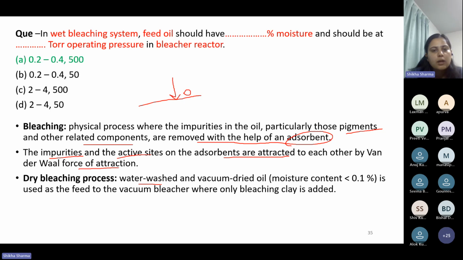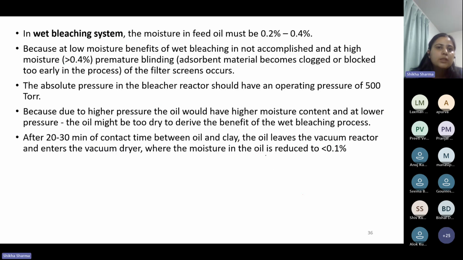In dry bleaching, water-washed and vacuum-dried oil having less than 0.1% moisture is fed into the vacuum bleacher, where only bleaching clay is added. Since it is less than 0.1% moisture, it is known as dry bleaching. Whereas in the wet bleaching process, the moisture content in the feed oil is 0.2 to 0.4%. Because of low moisture, the benefits of wet bleaching are not accomplished.